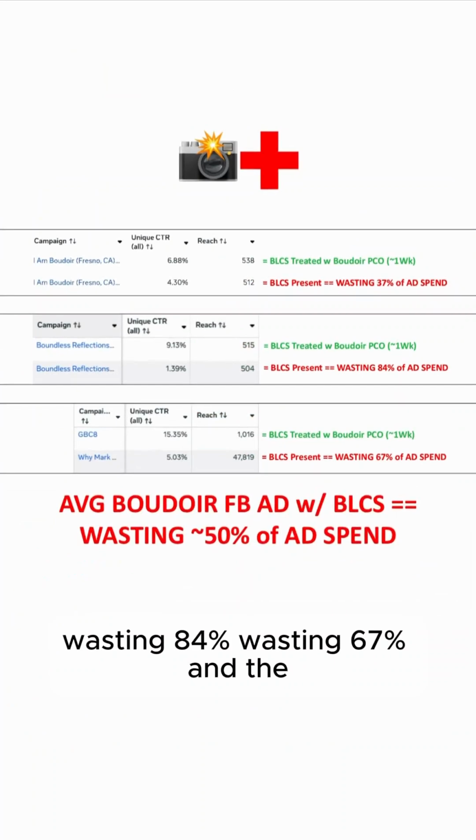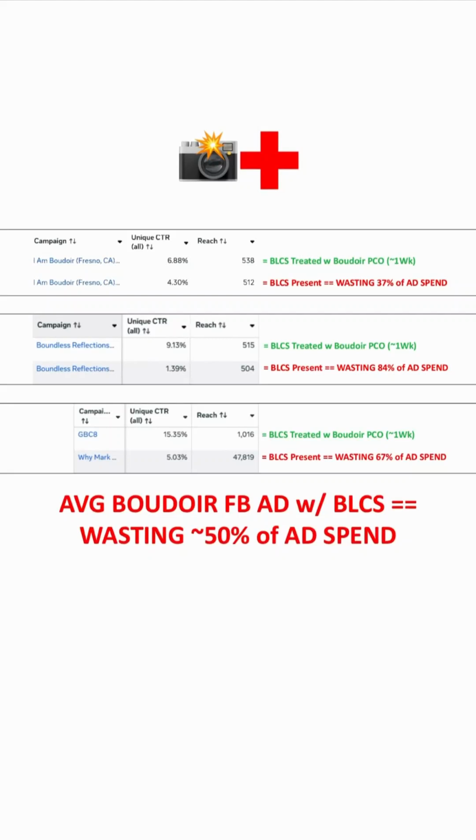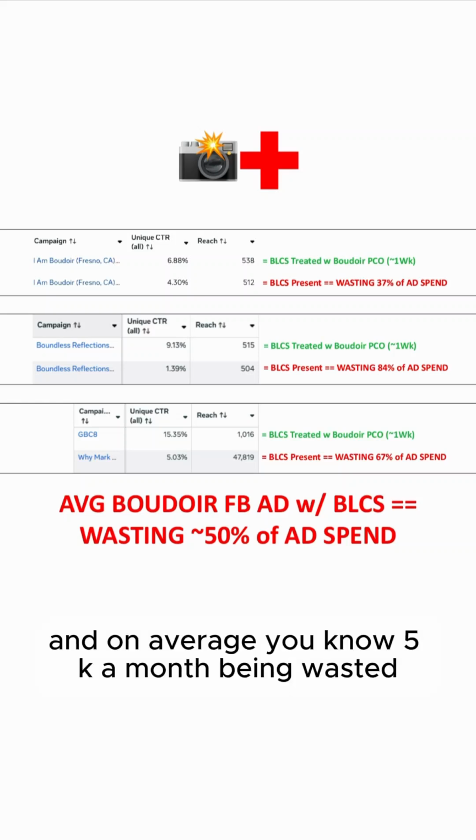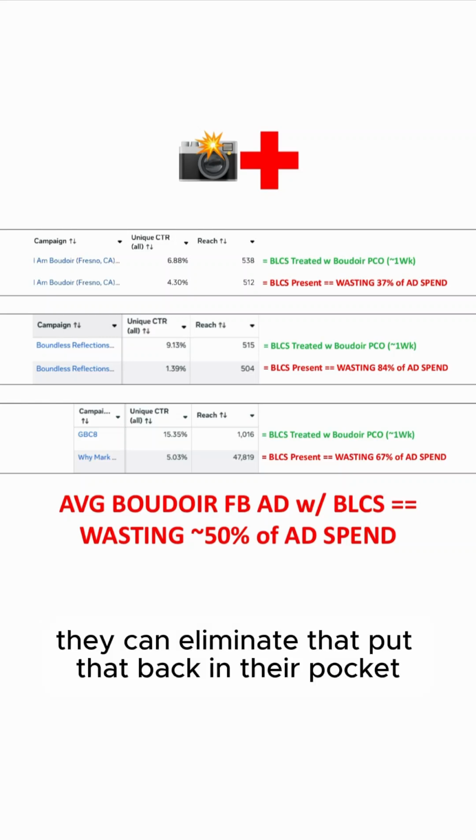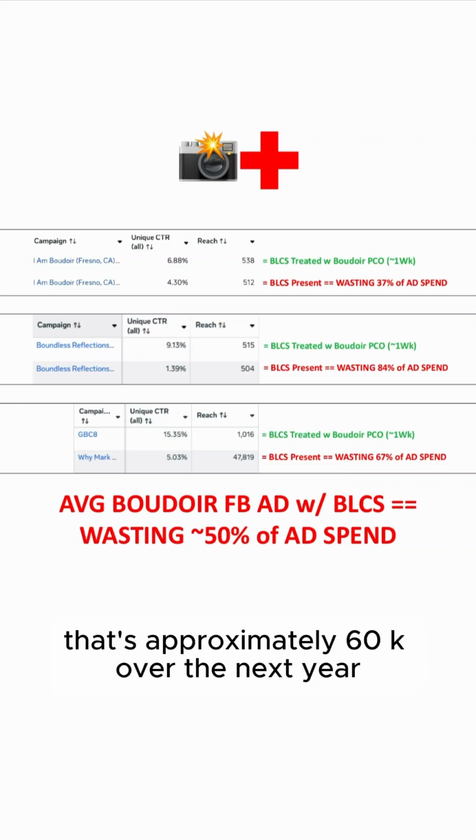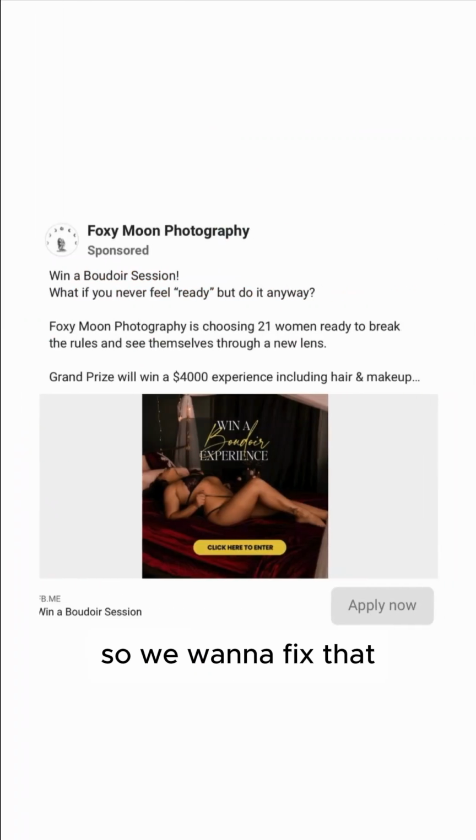And so if they're spending more than 10 grand a month on Boudoir Facebook ads, then on average, 5K a month is being wasted. They can eliminate that, put that back in their pocket. That's approximately 60K over the next year. So we want to fix that.